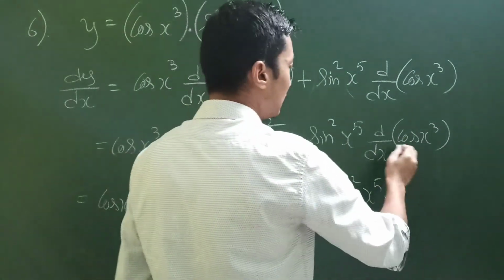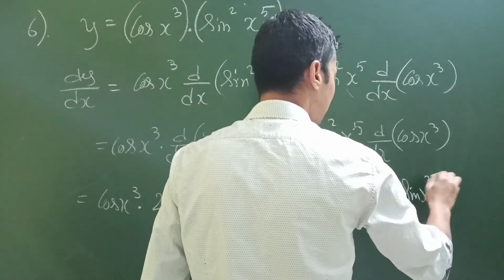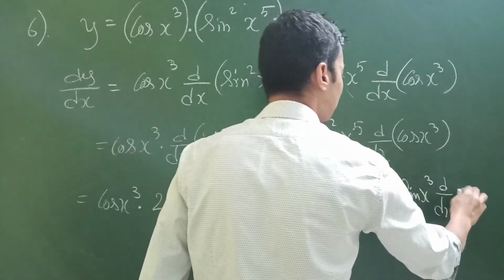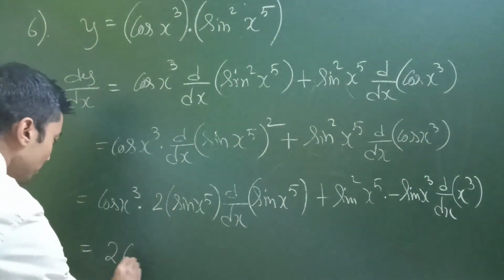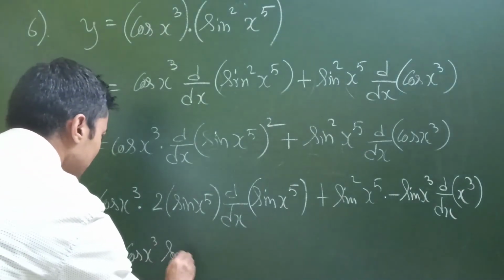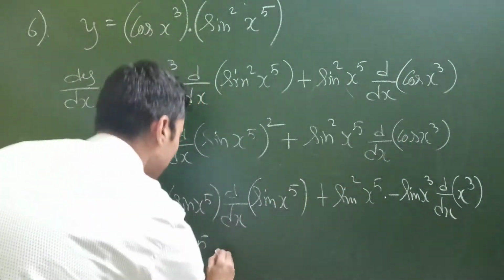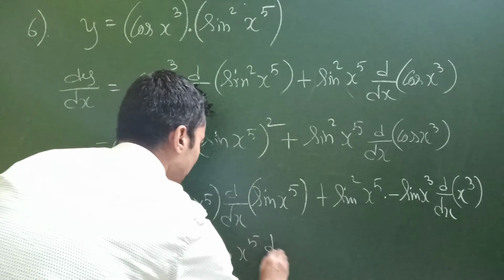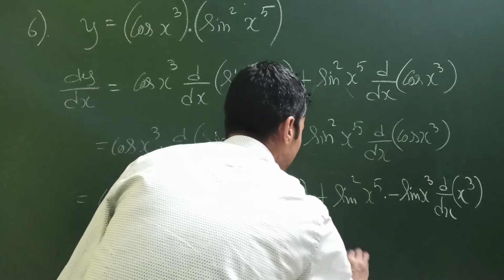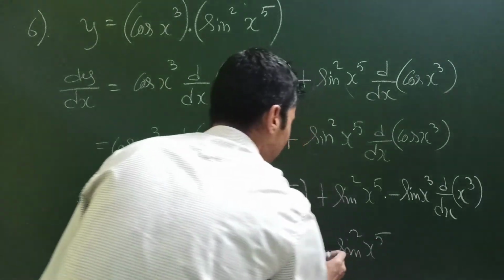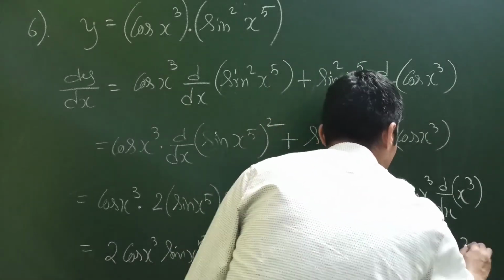Cos x cube will be, derivative of cos theta, if we assume this as theta, is minus sine theta, times the derivative of the theta which we assumed, that is x cube. So that's 2 cos x cube sine x power 5. Now same concept, derivative of sine theta is cos theta, then finally our assumed value, x power 5, minus sine square x power 5 sine x cube, derivative of x cube 3 x square.